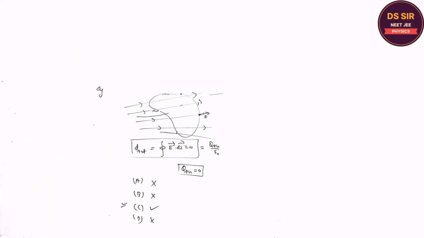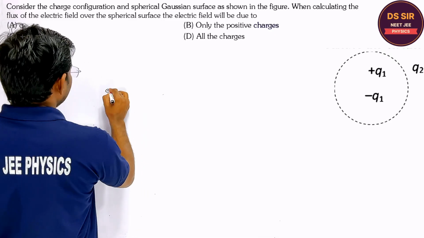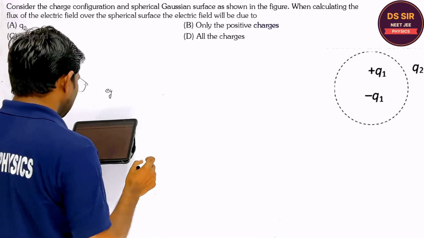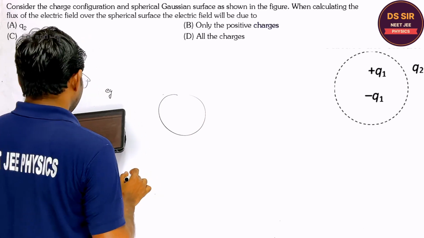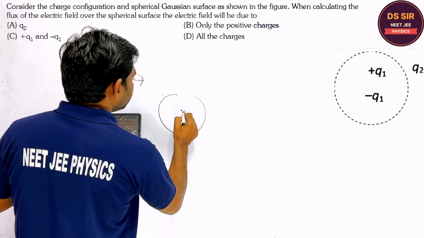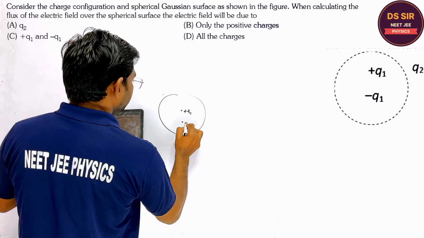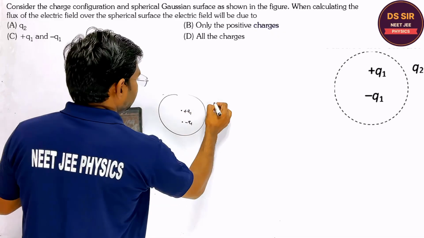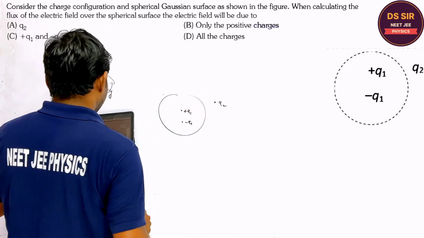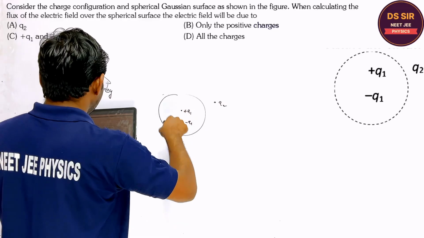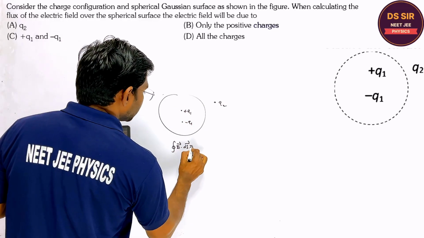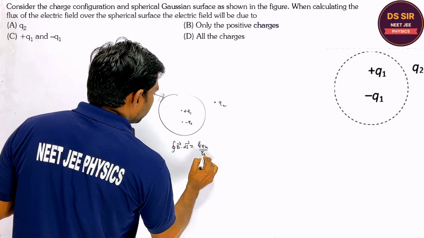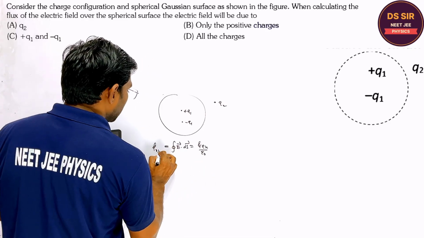Copy this. So read this question. In this question, consider the charge configuration. This is the charge configuration, a spherical Gaussian surface. This is plus Q1, this is minus Q1, and this is Q2. When you are calculating the electric flux, the integral of E dot ds is equal to charge enclosed divided by epsilon naught. This is the net outward flux.